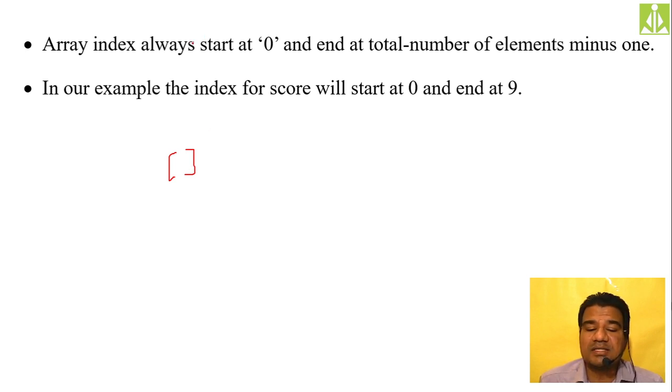So array index always starts at 0 and ends at the maximum number of elements minus 1. This particular statement is very, very important with respect to the arrays concept. Array indexing, we said, always starts with 0 and ends at maximum size minus 1.